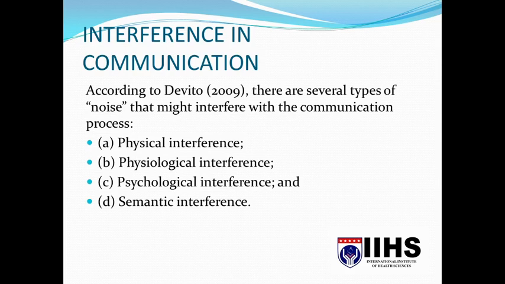What is interference in communication? According to DeVito, there are several types of noise that might interfere with the communication process. They are physical interference, physiological interference, psychological interference, and semantic interference. There are more details in your module, and you are to read that module to gain a little bit of knowledge for your past paper.